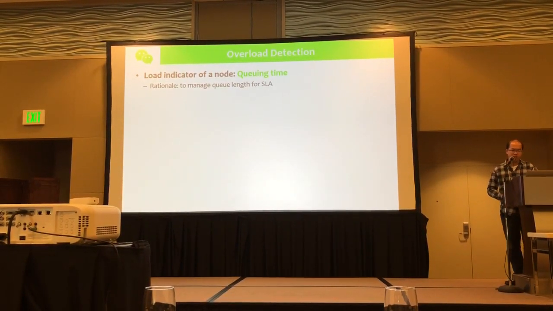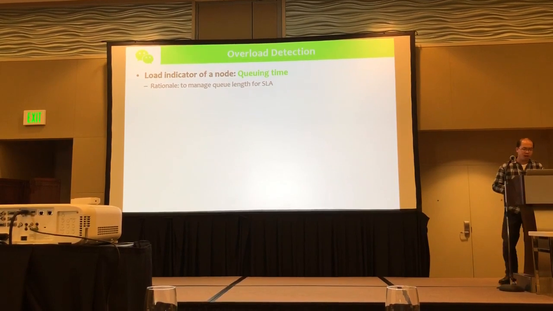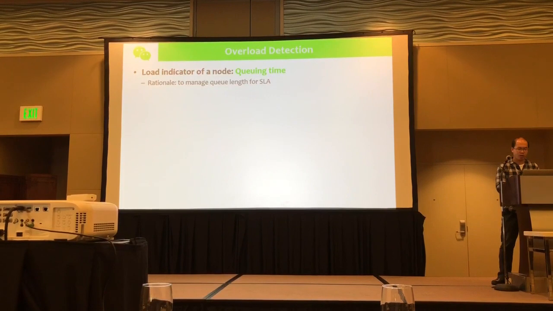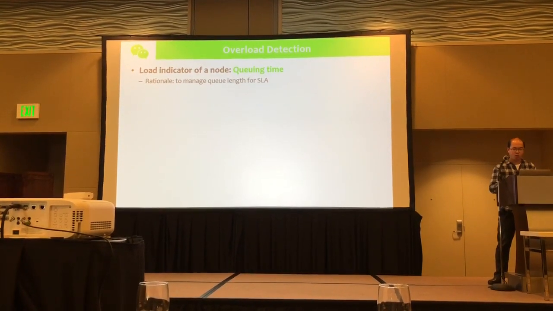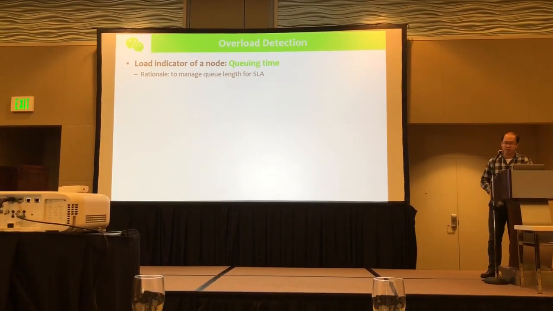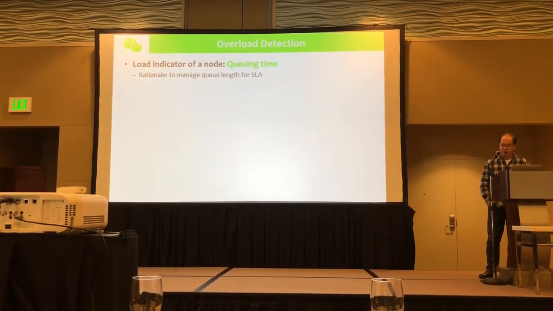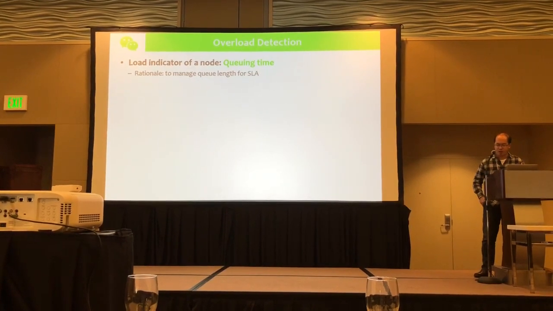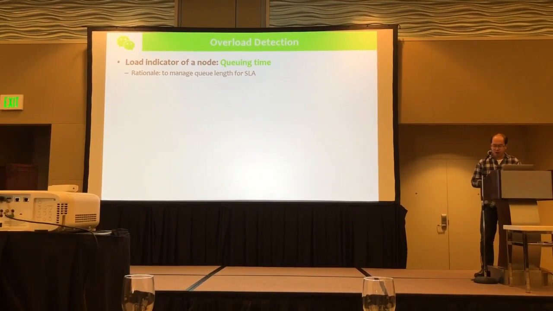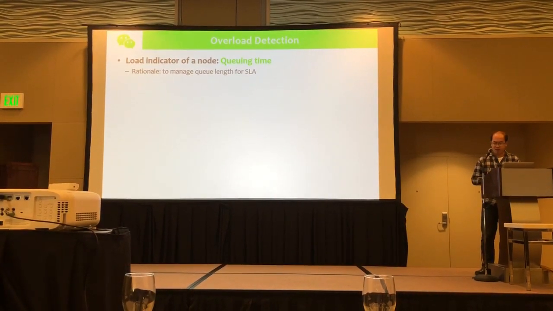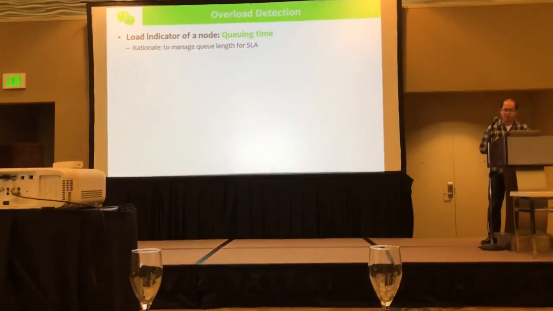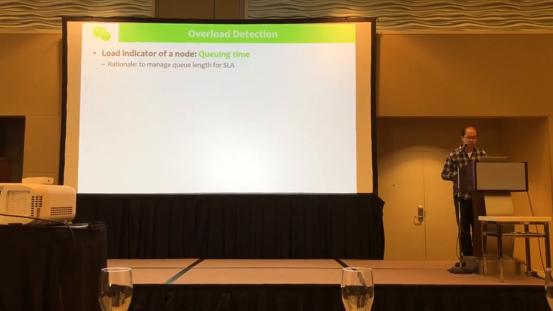So the first one is overload detection. For overload detection, we need to choose one indicator to monitor the load in the node. Our choice is the queuing time. The queuing time is the average waiting time of requests in the pending queue. For each request, its queuing time is measured by the time difference between when the request arrives at the server and when its processing starts.